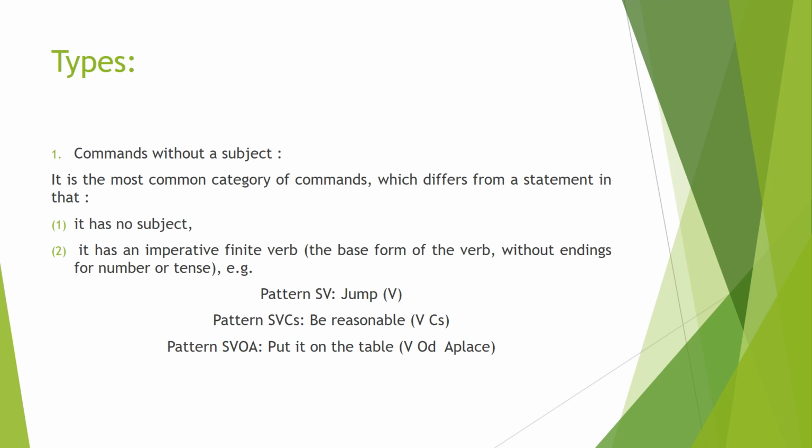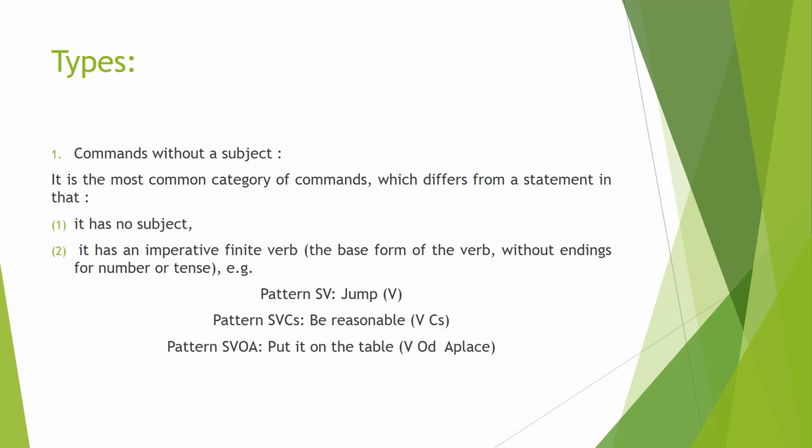Types. What are the types of commands in English? The first and the most common type of commands in English is a command without a subject. It starts only with the verb. Okay? So we call this command a command without a subject. Here they say that such commands are different from statements in two things. First of all, it has no subject, or at least the subject is not clear.